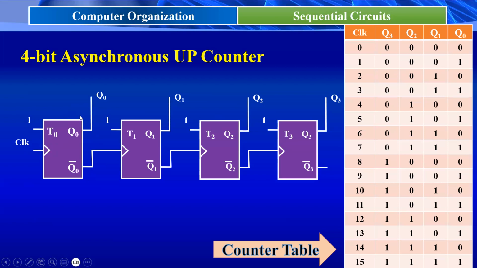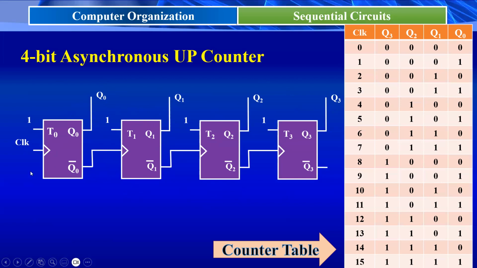If I apply the first clock pulse here, then this flip-flop should toggle. That means the output should interchange. The output of Q0 previously is 0, so it toggles. That means the value changes to 1. Here that is 1, so automatically the Q bar value is 0. That 0 is applied here. That 0 can't drive this flip-flop 1 because we are using positive triggering, so we always expect logic 1. But here unfortunately we are getting 0, so this flip-flop can't turn on. If it is not turned on, the next one is also not turned on. So they maintain the previous values, that is 0, 0, 0. But the Q0 value becomes 1. So that is your first stage, that is 0001.